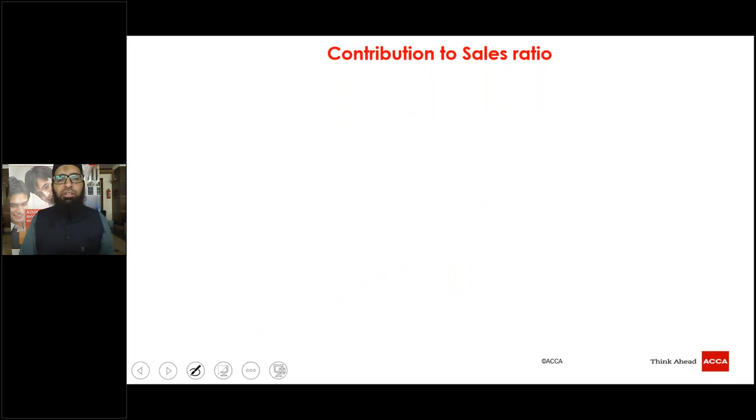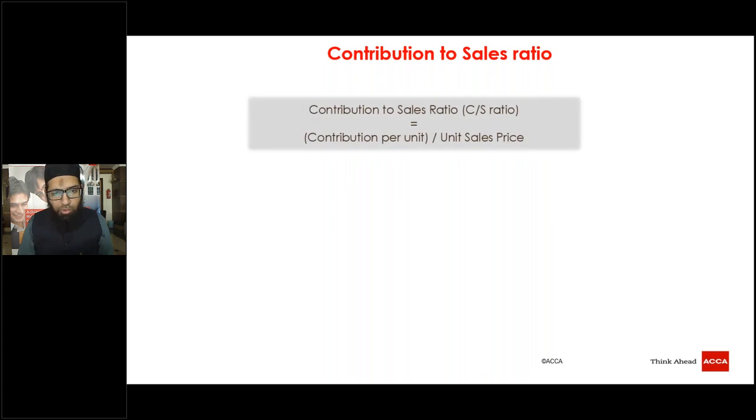Now let's further discuss the contribution to sales ratio. The contribution to sales ratio, also known as CS ratio, and there is one further name, that is PV ratio, which is profit volume ratio. So this will be contribution per unit divided by unit selling price. Normally this ratio is presented in percentage, so we will be multiplying it with 100% to present it in percentage.